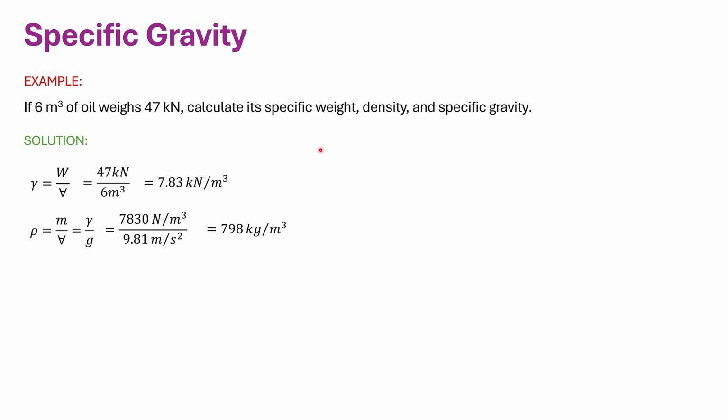And then finally, we want to find the specific gravity. Specific gravity is rho divided by rho of water at 4 degrees C. We already found rho, and we know rho of water at 4 degrees C, which is 1000 kilograms per meter cubed. So if we divide those, we should get a unitless number. In this case, it is equal to 0.8.